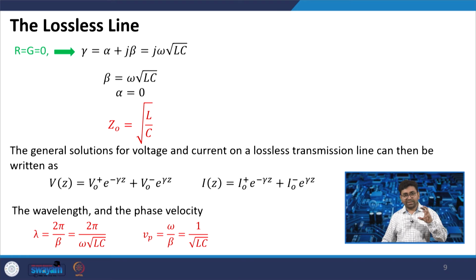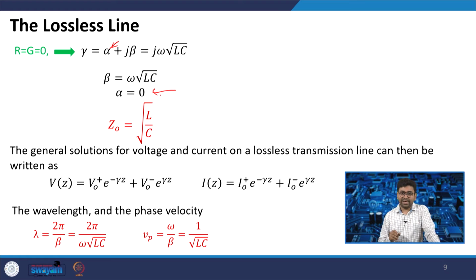There is a special case of transmission line, that is the lossless transmission line. In that case, R and G are equal to 0. So your resistance and conductance are 0. There is only a phase difference, there is no attenuation. So alpha will be 0, only there is a jβ. So beta is given by ω√(LC), and attenuation is 0.